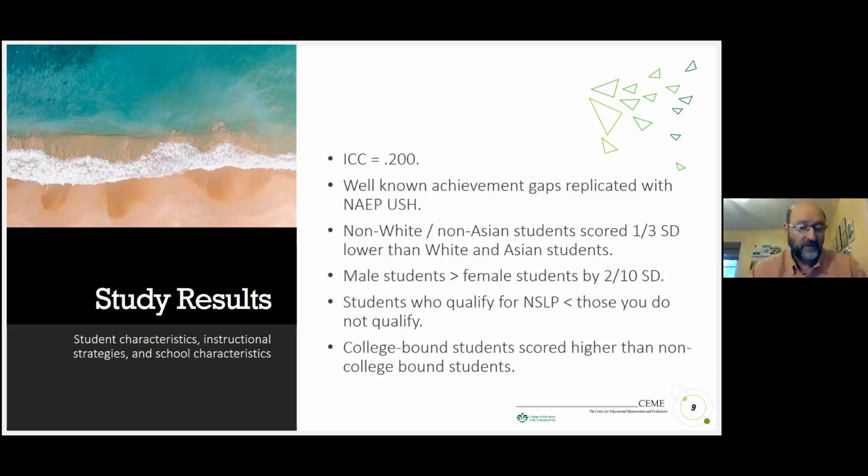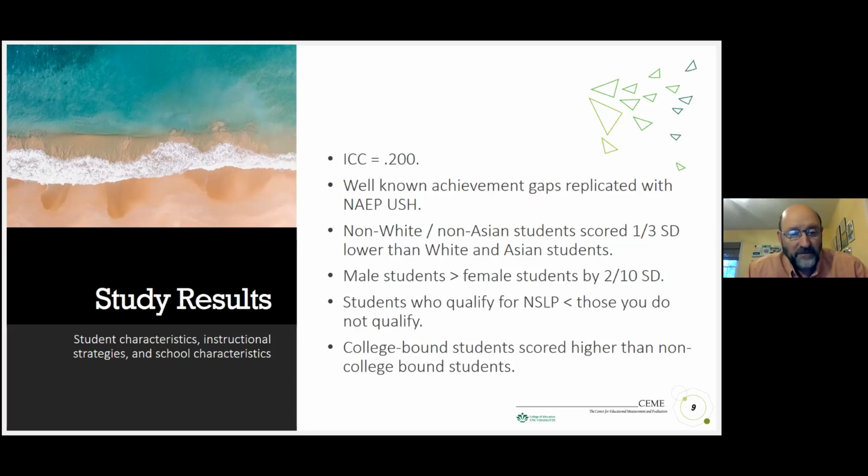So what did we find? I'm going to give you a quick overview of some of our findings related to student characteristics, instructional strategies that the students reported experiencing, and something about school characteristics. So the first thing we did was look at the intraclass correlation coefficient. The ICC was 0.2. What this means in a nutshell is that of all the variability in the scores, about 20% of that was between schools, which means, of course, 80% of it was between students within the same school.